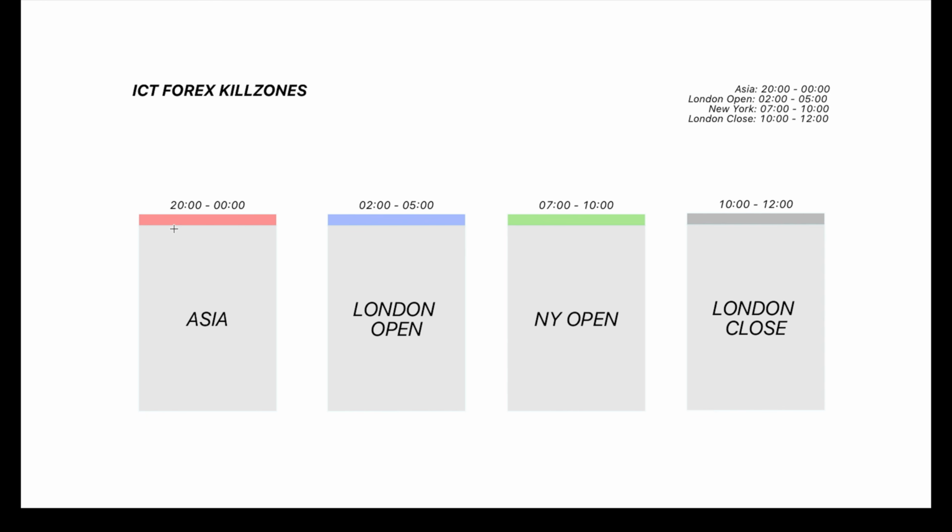So Asia forms between 8 o'clock and midnight Eastern Standard Time. That's the most important factor. So it's the Eastern Standard Time. Then we've got the London open from 2 to 5 a.m. Eastern Standard Time. Then we got the New York open, which forms from 7 to 10 a.m. Eastern Standard Time. And then we got the London close, which forms from 10 to 12 o'clock midday Eastern Standard Time.